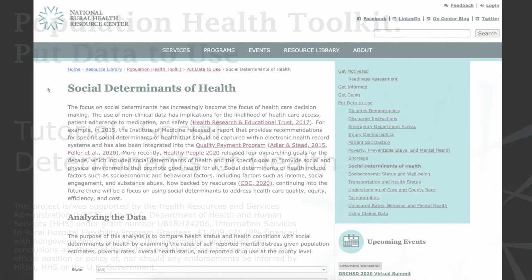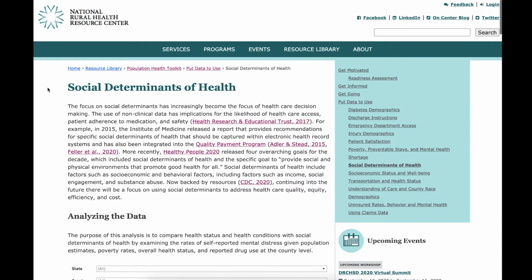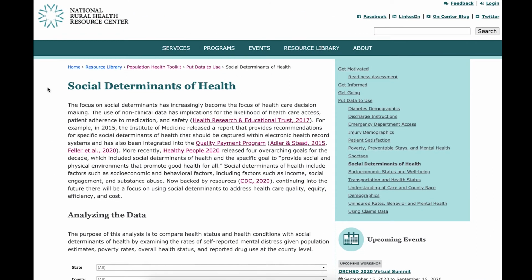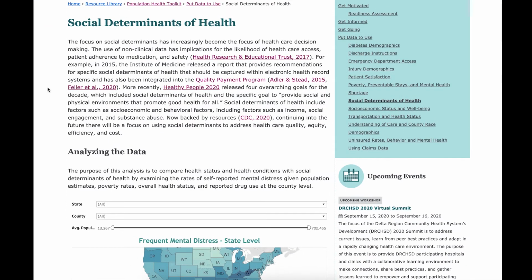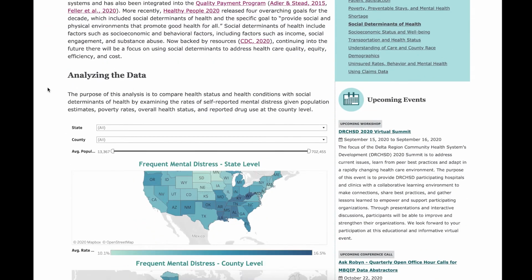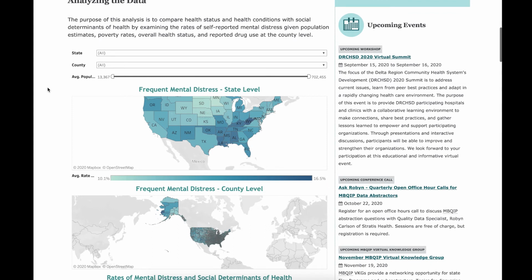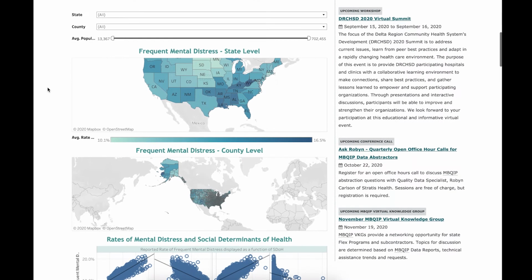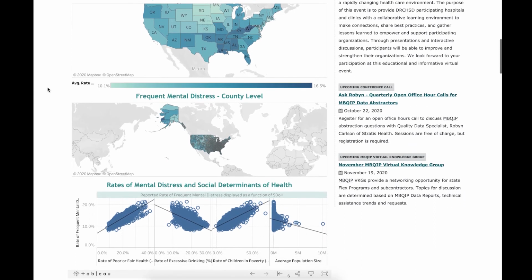The purpose of this analysis is to compare health status and health conditions with social determinants of health by examining the rates of frequent mental distress given the rate of poor or fair health, the rate of excessive drinking, the rate of children in poverty, and the average county population size.